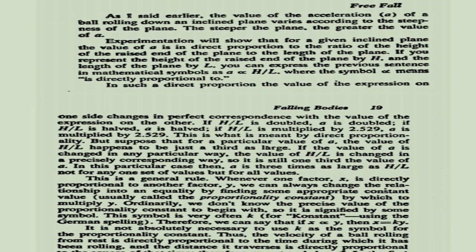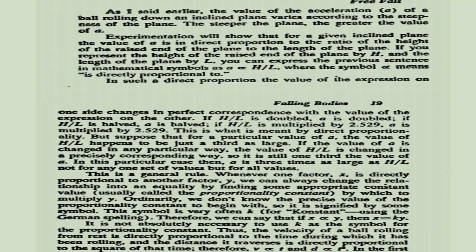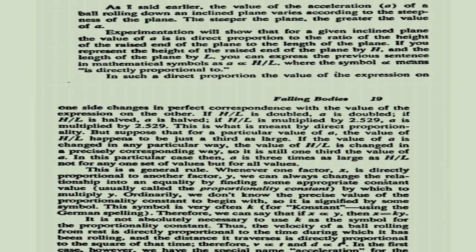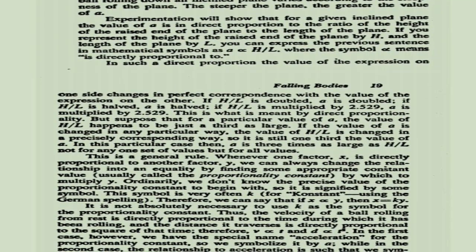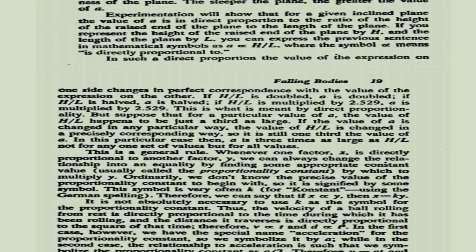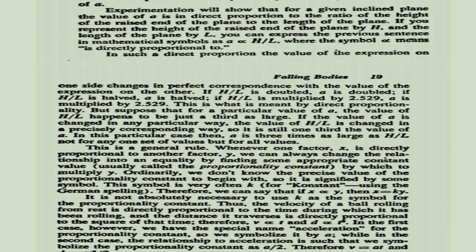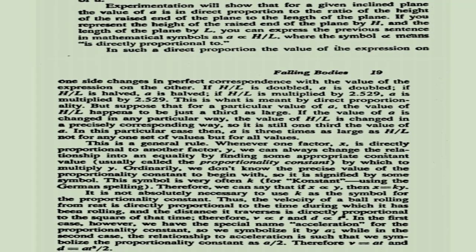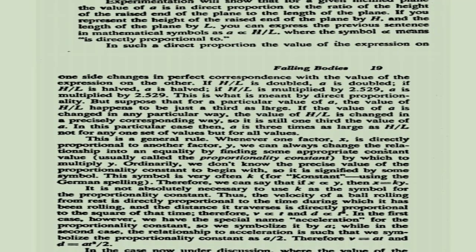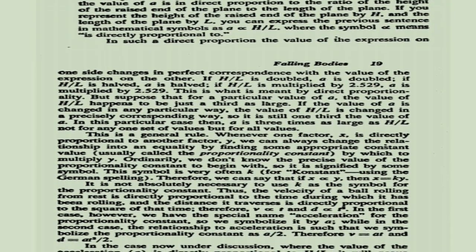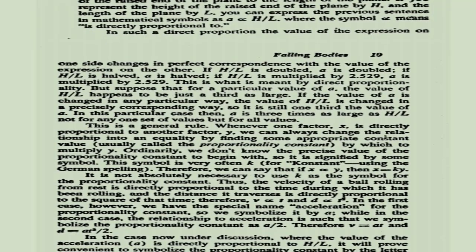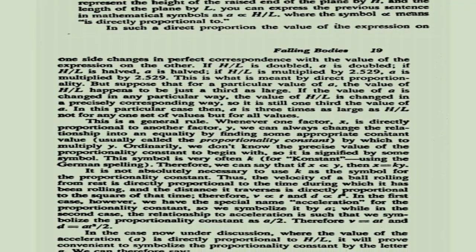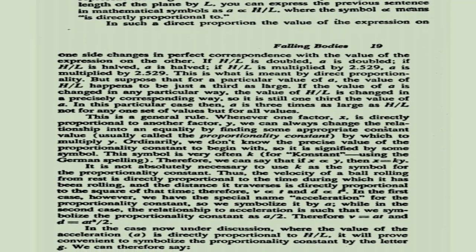In the first case, however, we have the special name acceleration for the proportionality constant, so we symbolize it by a, while in the second case, the relationship to acceleration is such that we symbolize the proportionality constant as acceleration divided by 2. Therefore, velocity equals acceleration times time, and distance equals acceleration times time squared divided by 2.